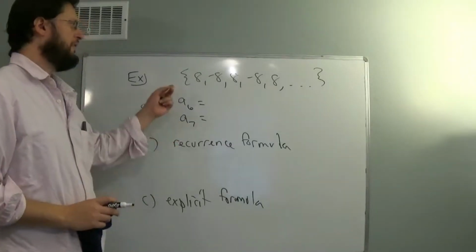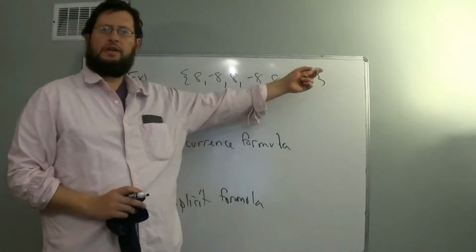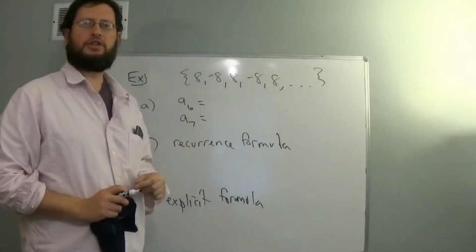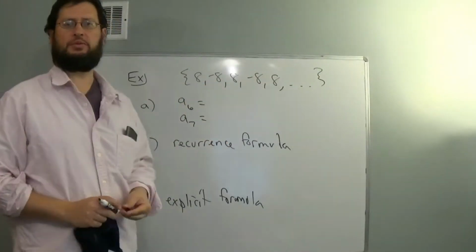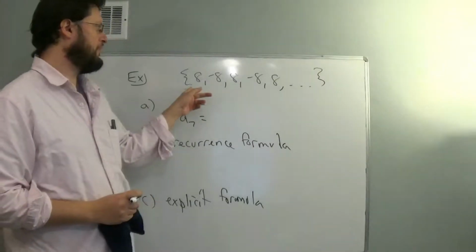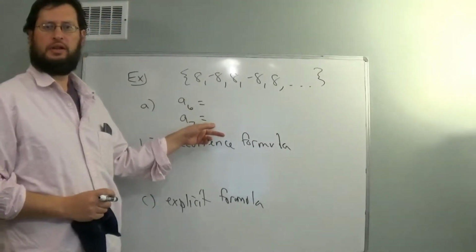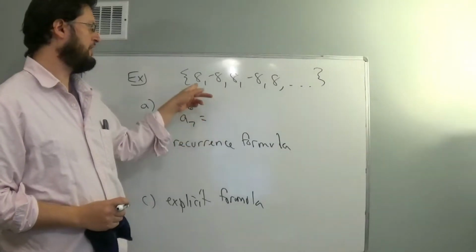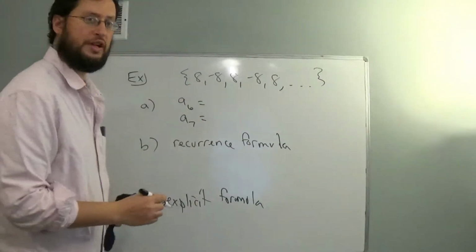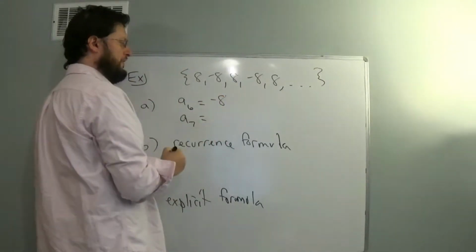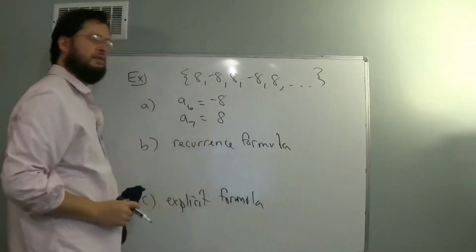In this question, we're given a sequence described as above, a pattern, 8, negative 8, 8, negative 8, 8, negative 8, and so on, and asked to do a few things with this sequence. First, we have the first 5 terms. We'd like to know what is the 6th term and the 7th term. There's not much to that. This is just switching back and forth, alternating between 8 and negative 8. Since we're at 8, the next term will be negative 8, and the next term after that will be 8.